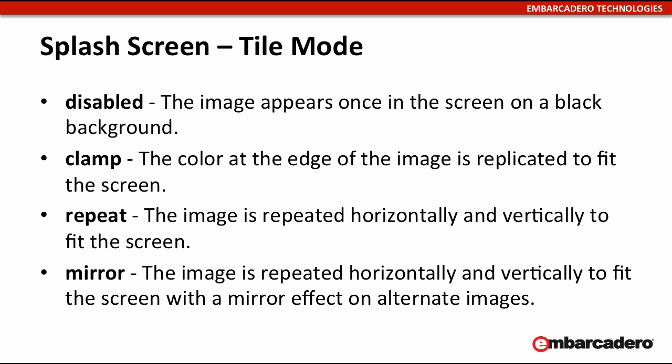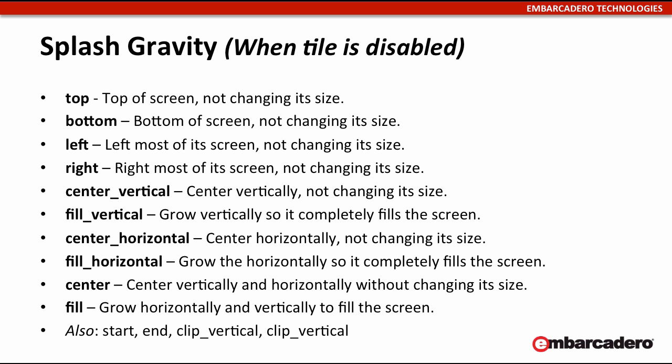Repeat repeats the image, so it does tiling, like normal tiling would be. And then mirror takes the image and repeats it horizontally and vertically, but each alternating image is mirrored. You're most likely, in my opinion, now of course you can use whatever you want to, going to use disabled or clamp for the tile option. Now, if tiling is disabled, then you can specify the splash gravity, and this specifies where the image is put on the screen.